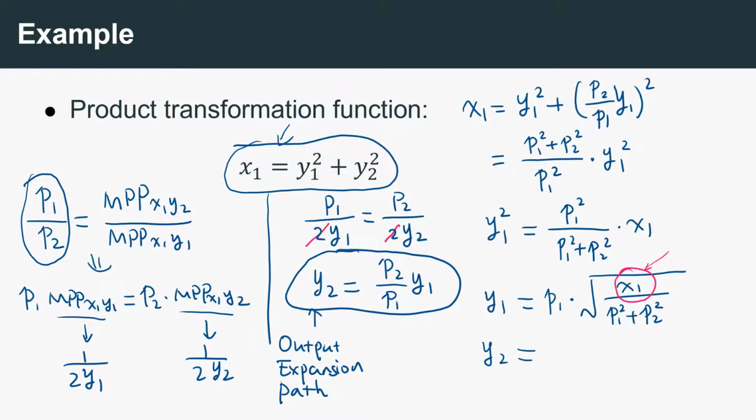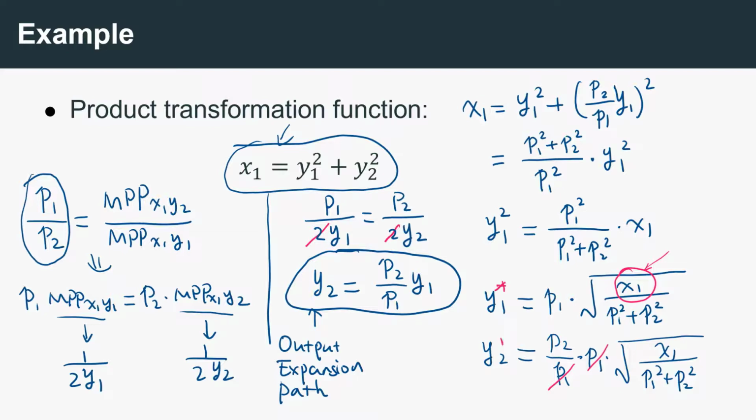And y2, we can just use the output expansion path, which is p2 over p1 times y1 times p1 times the square root of x1 over p1 squared plus p2 squared, and we can actually cancel this p1 here. So y2 is equal to p1 times the thing in the square root. So that is how you can solve for the optimal output combination.